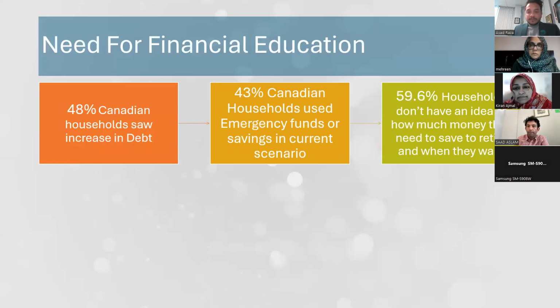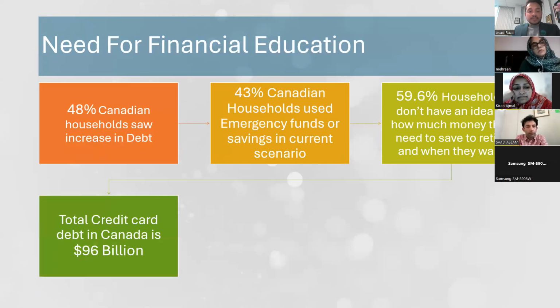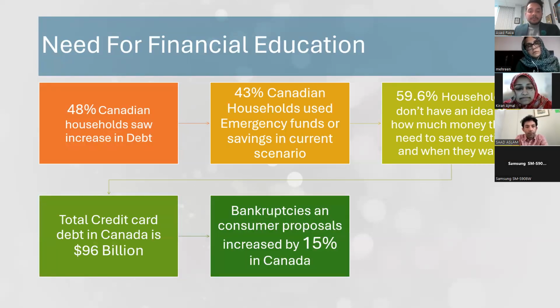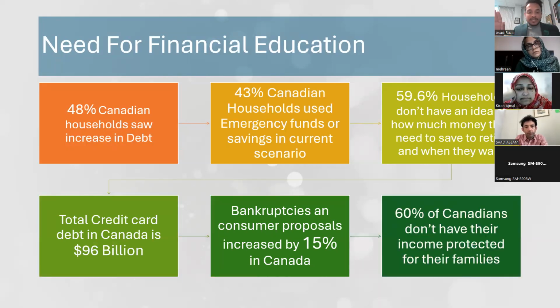Look at this: 59.6% of households don't have an idea how much they will need in retirement. They don't have any clue. Total credit card debt in Canada has increased to $96 billion. Bankruptcies have gone up 15% in Canada in the last 3 years. 60% of Canadians don't have any income protection for their families from any disability, critical illness, or death. Look at these numbers. They come from a recent government survey conducted in May 2023, and they clearly show there is a massive need for financial education. Do you agree, Kiran?